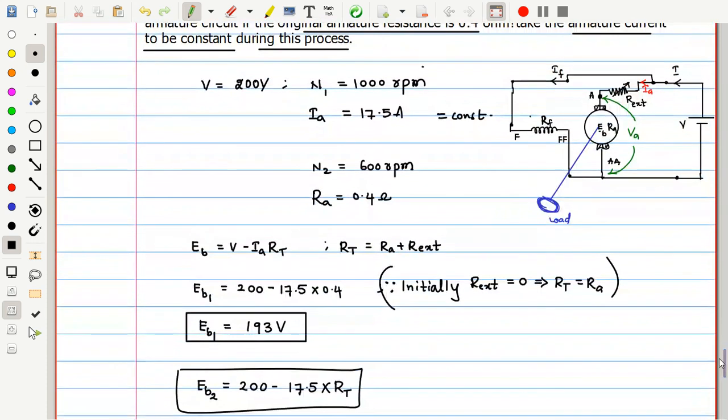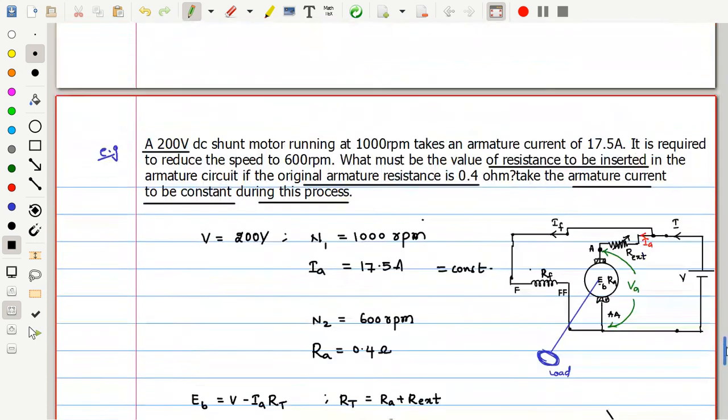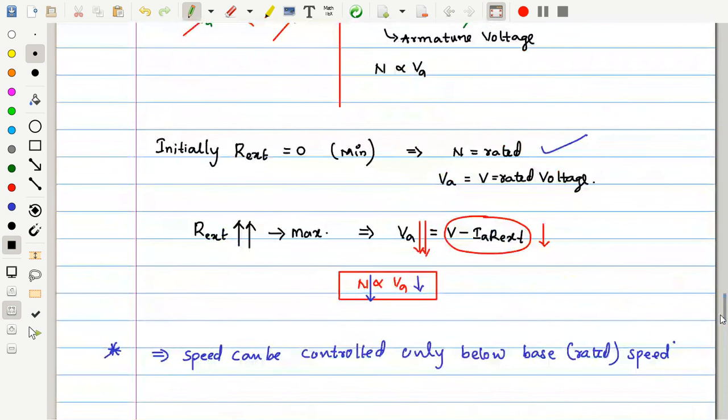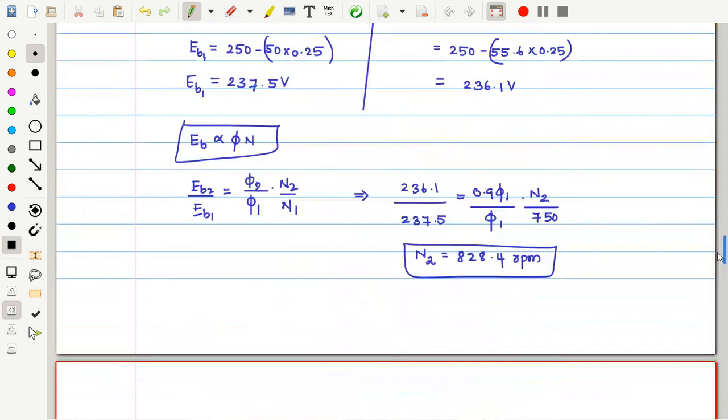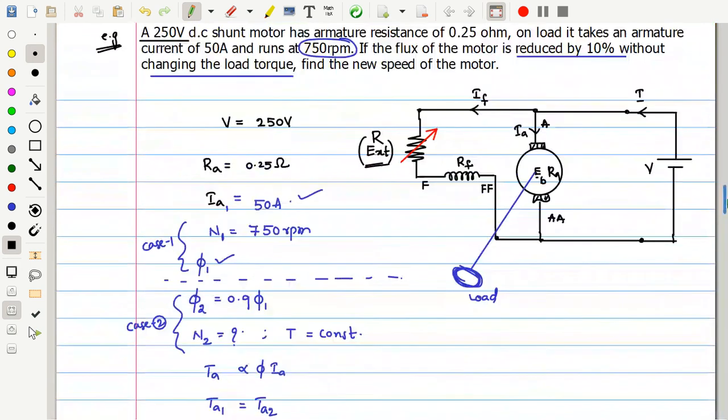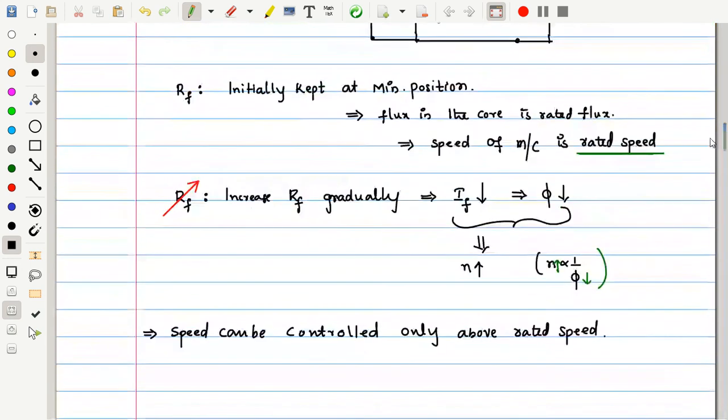And one more thing you should carefully observe. When I gave these instructions, initially this external armature resistance is kept at minimum, whereas in the field control method, the important point is that the external field resistor is kept initially at minimum position.